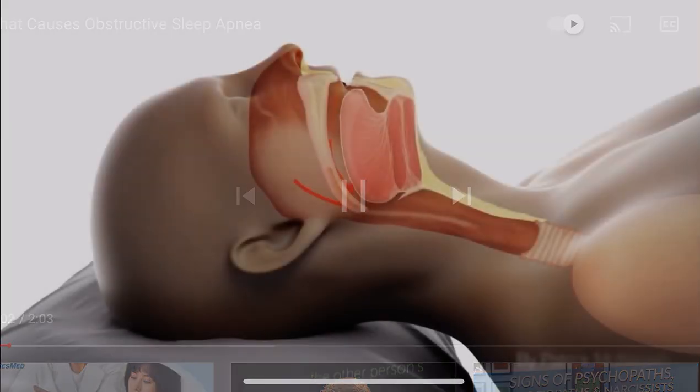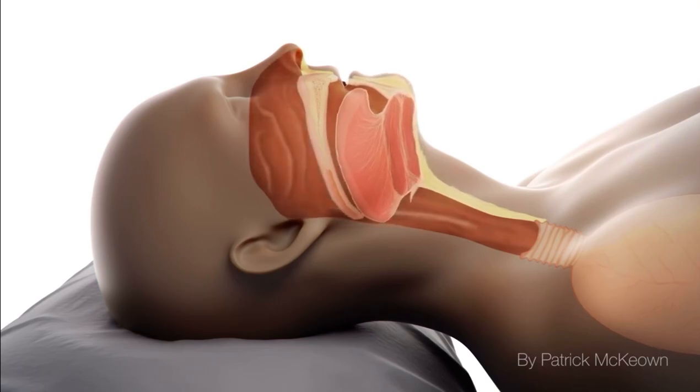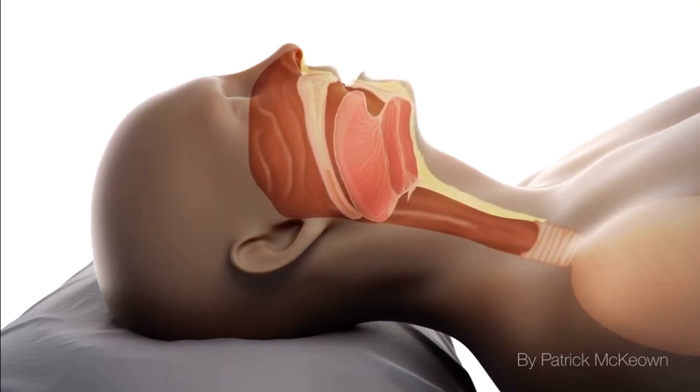Obstructive sleep apnea occurs when the upper airways collapse, resulting in holding of the breath during sleep. After a period of time, the sleeper partially wakes up, gasping for air. This cycle of breath holding followed by gasping can occur many times an hour during sleep.